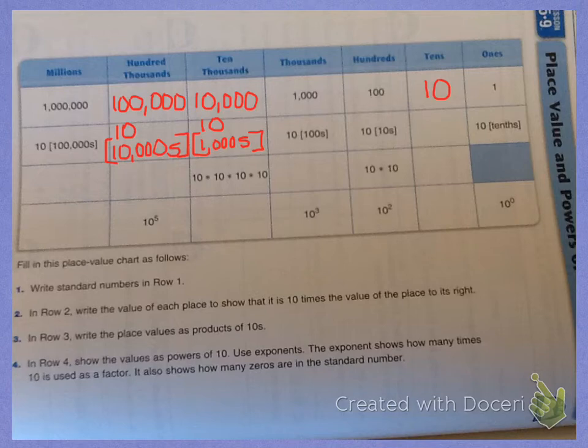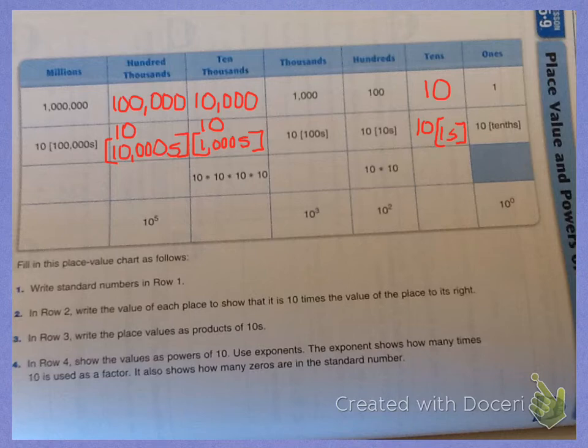They did the hundreds for us. That would be 10, or I'm sorry, they did the thousands for us. So 10 100s is going to equal 1,000. And we go to the hundreds column, 10 tens is going to equal 100. And then if we go to the tens column, it's just going to be 10 ones would equal 10.